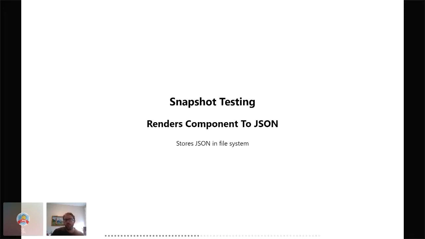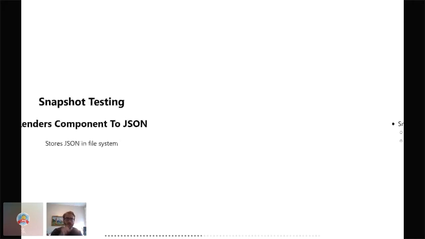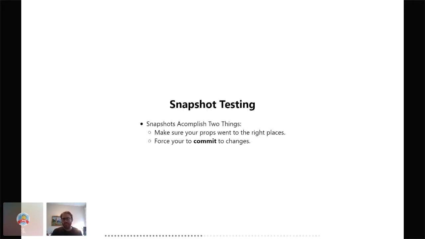How snapshot testing works is it takes your component, it renders it to JSON and commits that to the file system. Then it runs it again, and if there's any differences, it shows that to you. So A, this tells us, did my props go to the right places? That is something I'm concerned about. If I have a prop called outer class name and a prop called inner class name, I want to make sure that the outer class name goes on the class name argument of the outermost element and so on and so forth. So that is important to me.